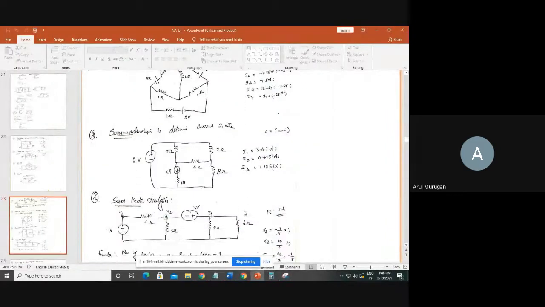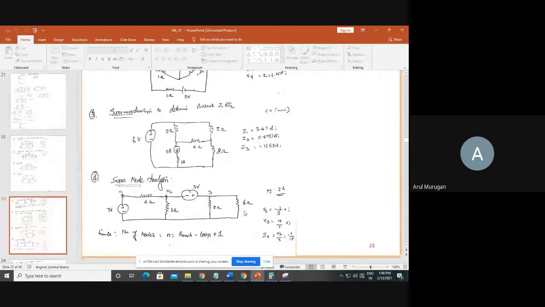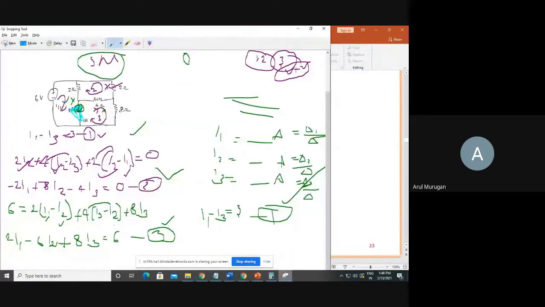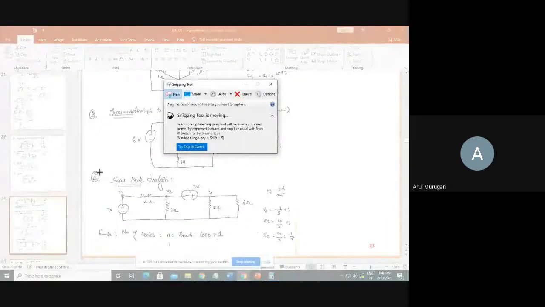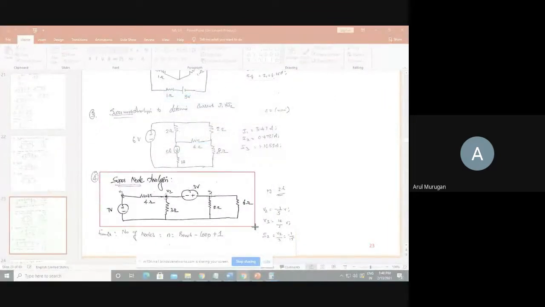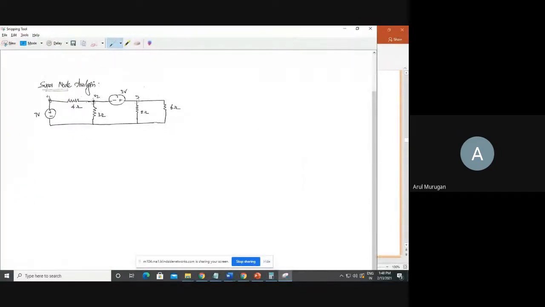Okay, super node analysis. This is the last problem we will see in today's class. This is about the super node. How do you say super node? Between the two nodes, voltage sources are present. Yes or no? Yes. The nodes are V2 and V3, as given. So between the two nodes, voltage sources are present. If so, that is called a super node.